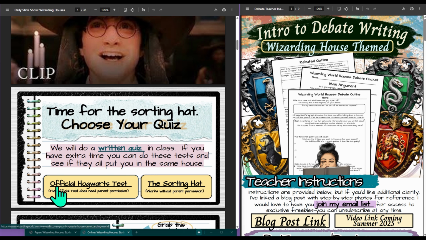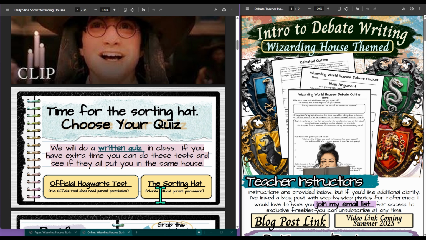And then I also have this official Hogwarts test right here. This is the one that parents do need to have permission to do. The kids just log in and then it says if you're under 13, put in your parents' email, and then it sends the email to the parents and they give permission for that. I give this as homework if the kids want to do it as an option. I have about half of them do it.